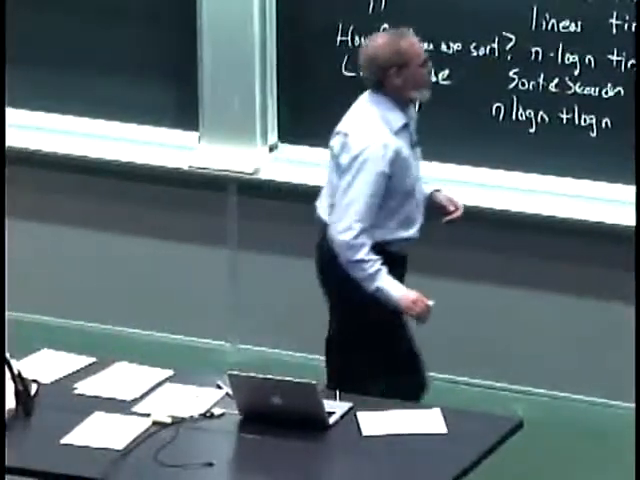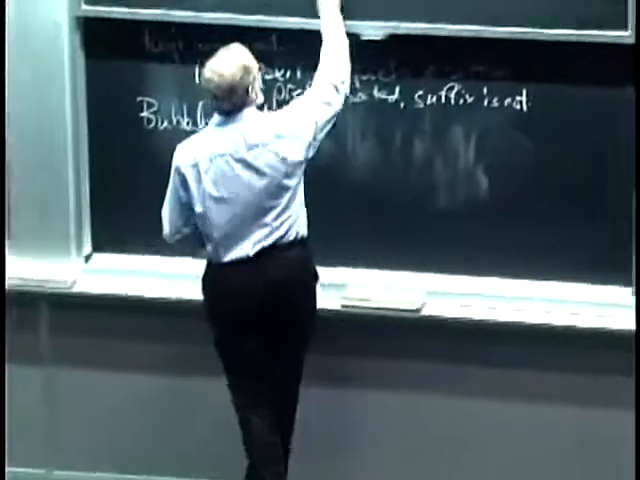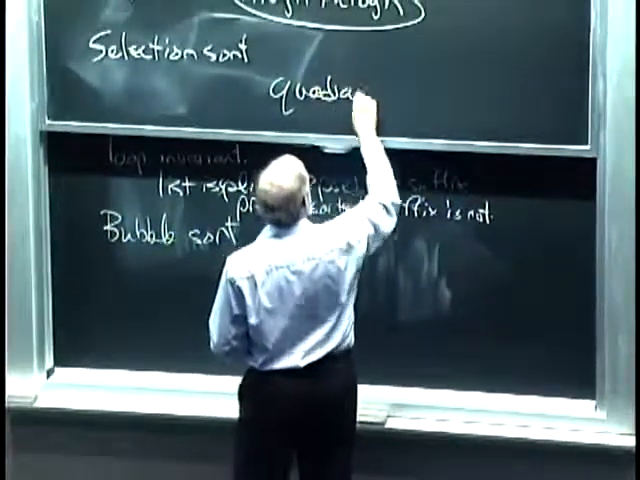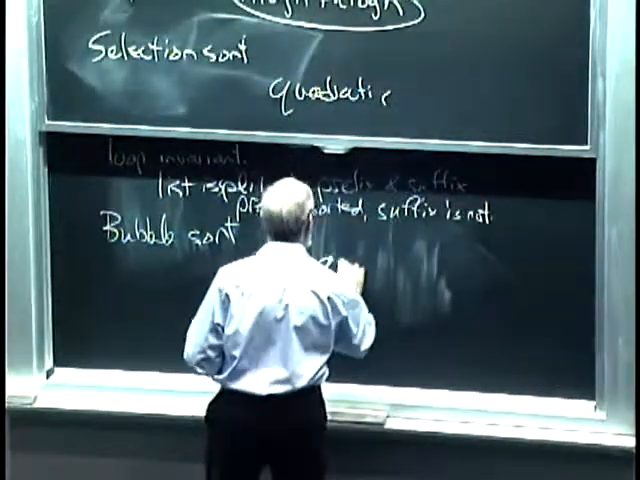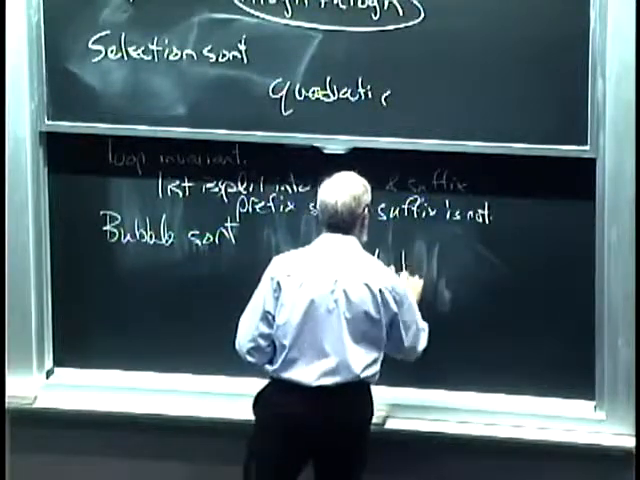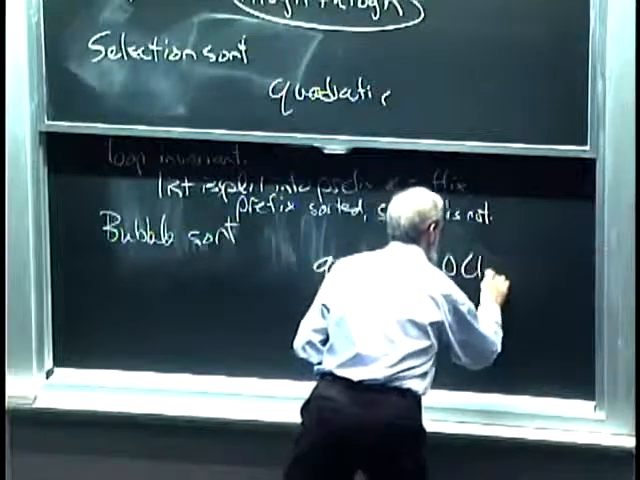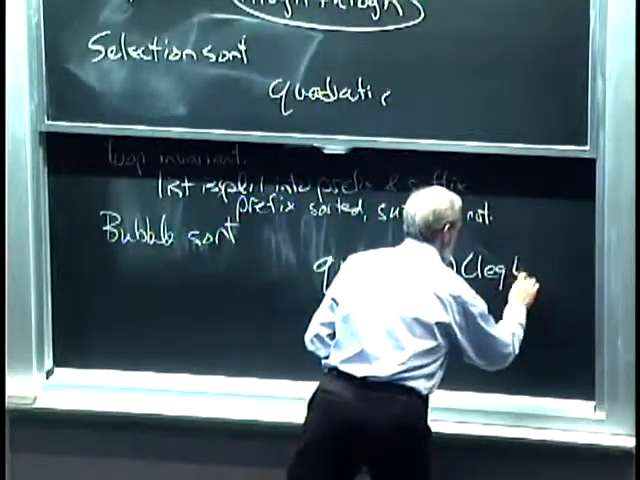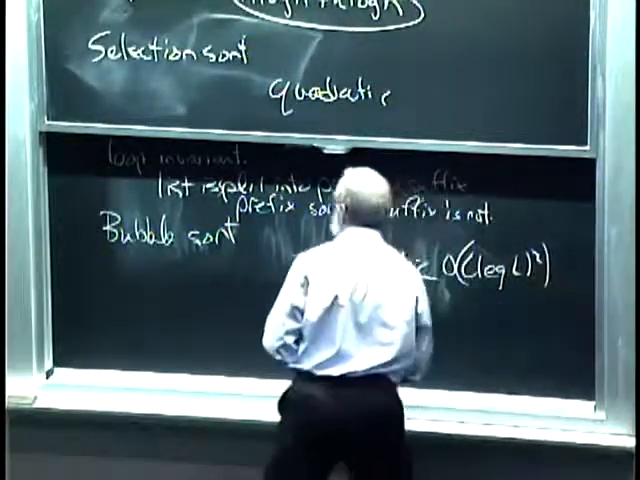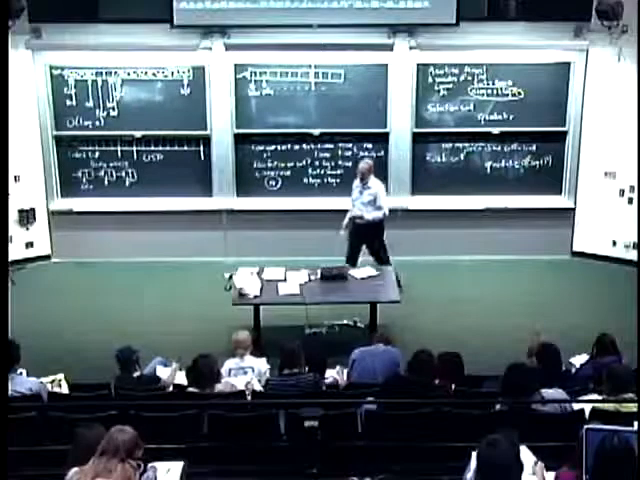Okay, so this is again an example. This was quadratic. And this one is quadratic. And just to write it out, this is order the length of the list squared. Okay, just to make it clear what we're actually measuring there.